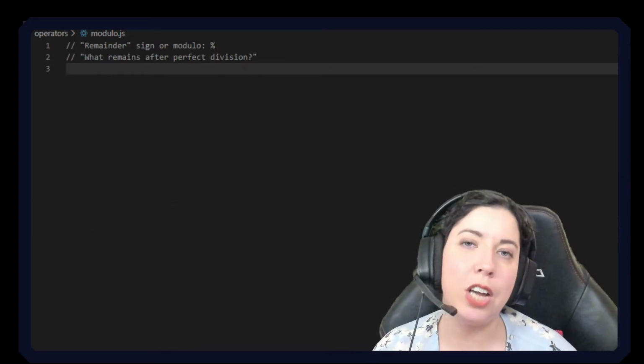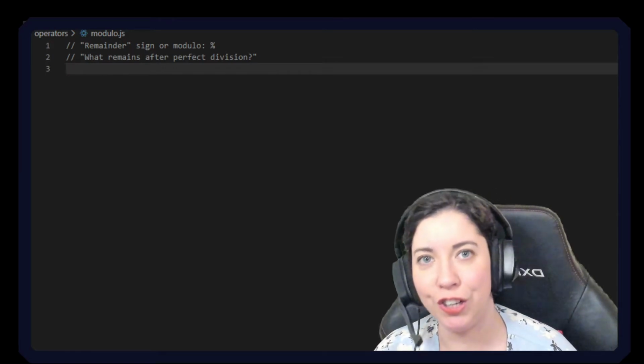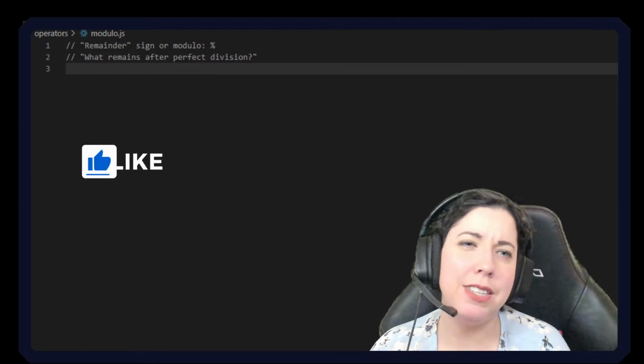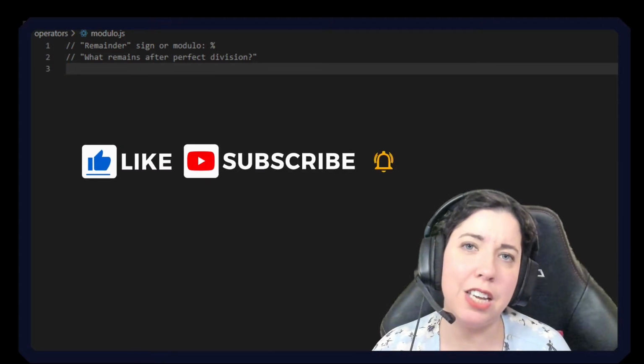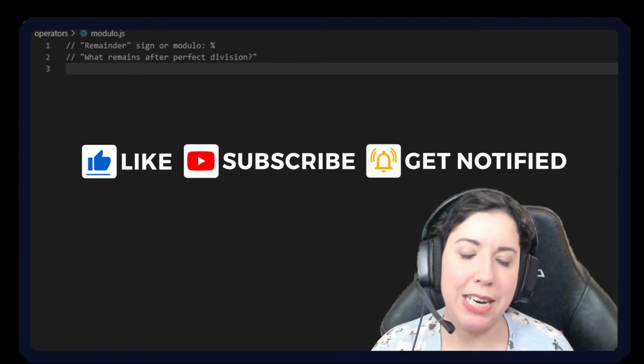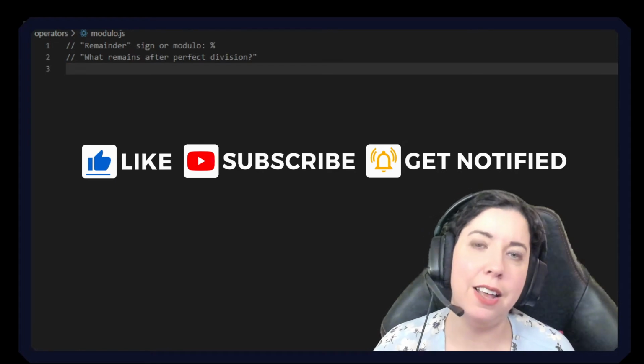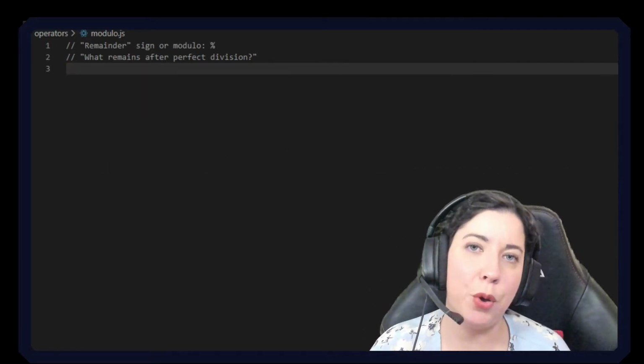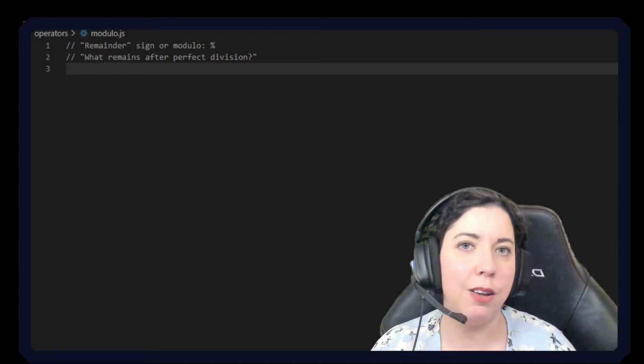Today we're going to have a look at the modulo, also known as the modulus or the remainder symbol, and what it means. The simplest way is to think of it as the remainder. And when I say remainder, I mean it answers this question: what remains after a perfect division? Okay, what does that mean?